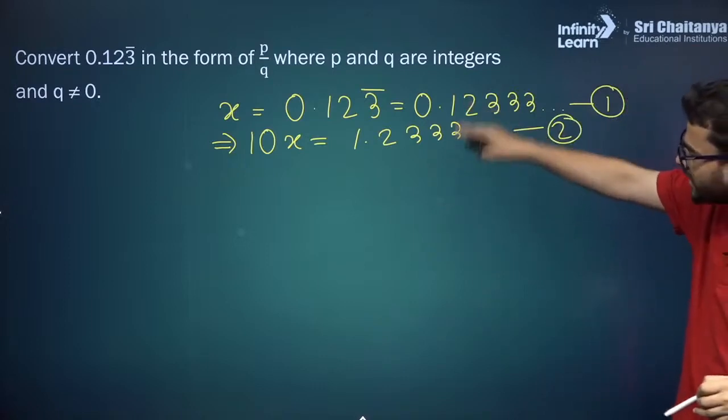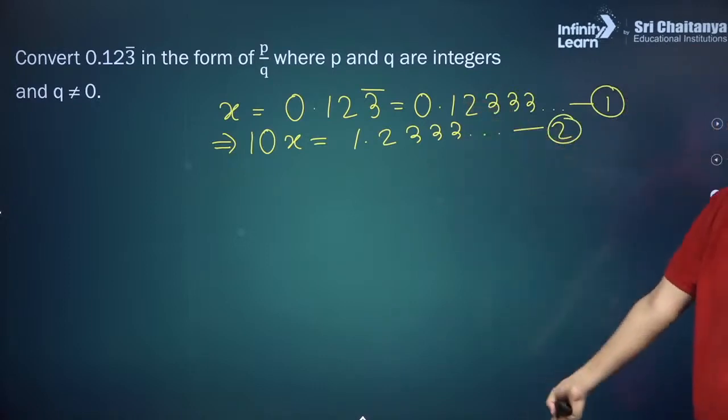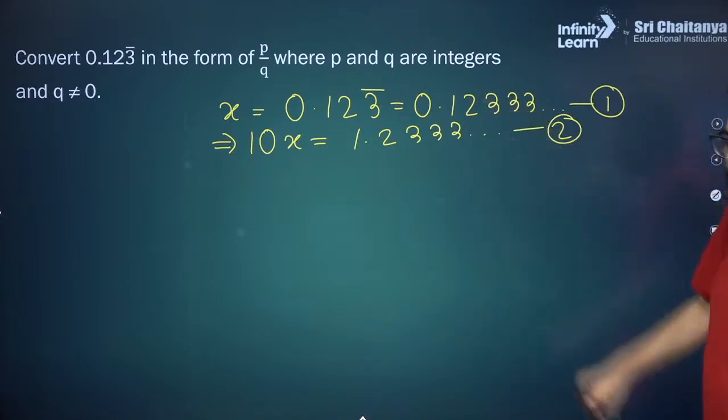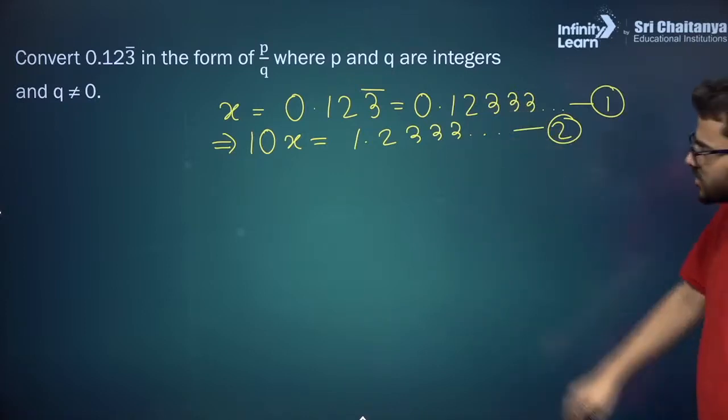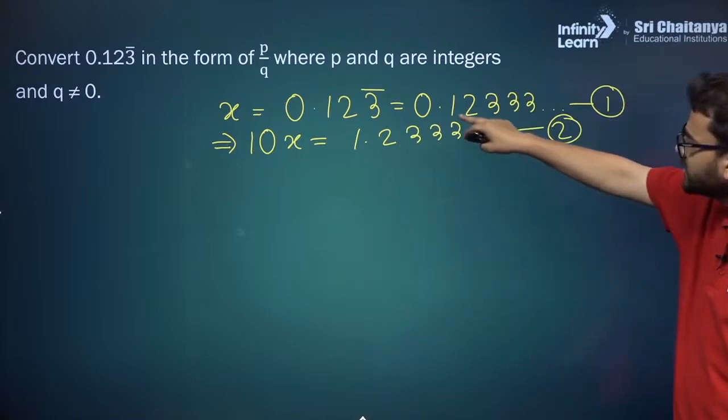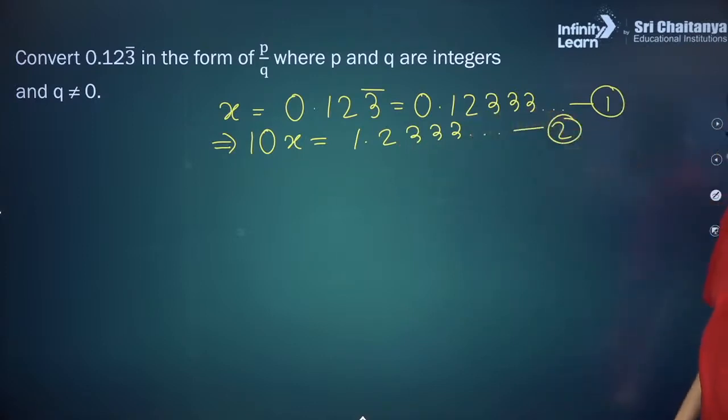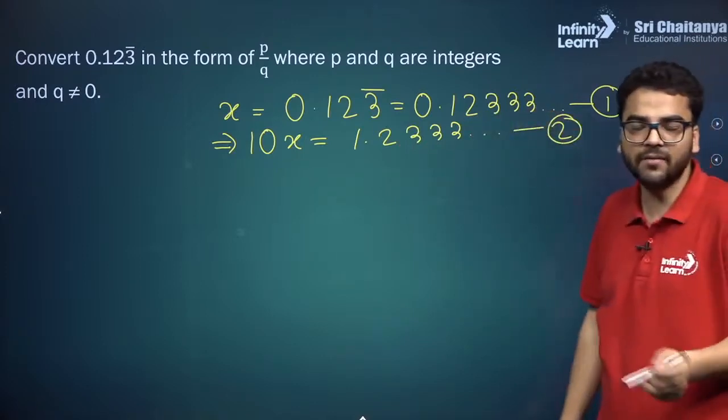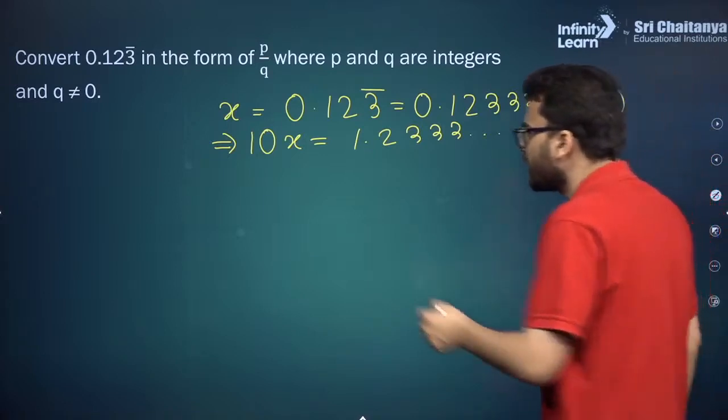Now can you see that the decimal part is the same over here? Is the decimal part the same, guys? Tell me. No, it is not the same. This is 233, it is 1233. So you can only subtract when the decimal part is the same, because it is going up till infinity.